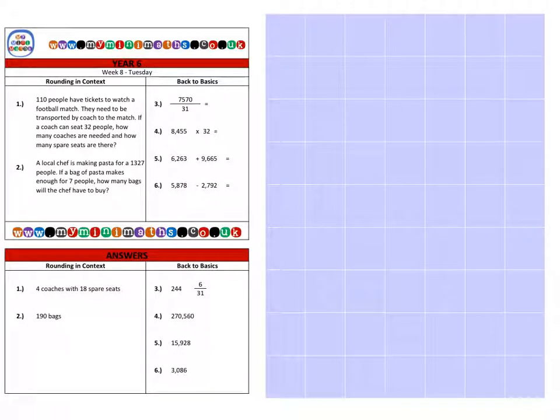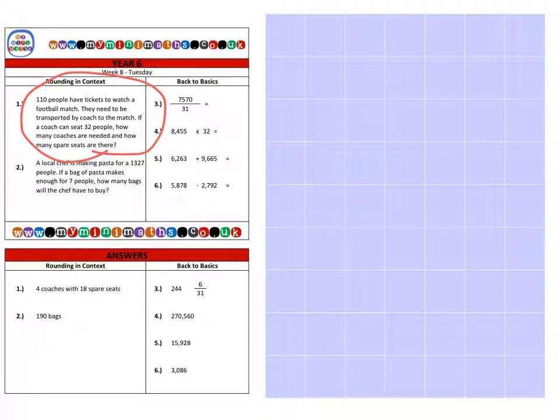And today we're going to be rounding values in real life situations. And first of all, on to question 1. So 110 people have tickets to watch a football match. They need to be transported by coach to the match. If a coach can seat 32 people, how many coaches are needed and how many spare seats are there?